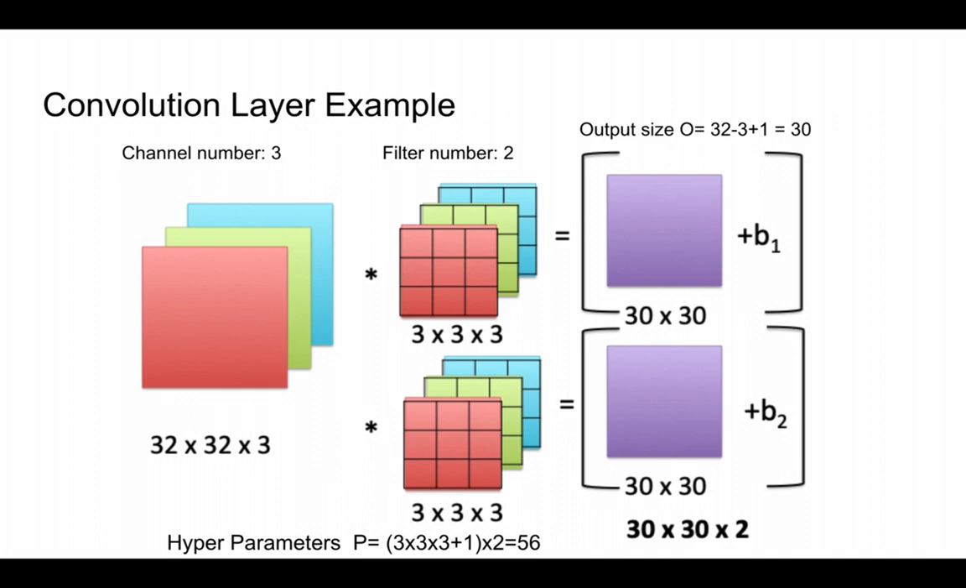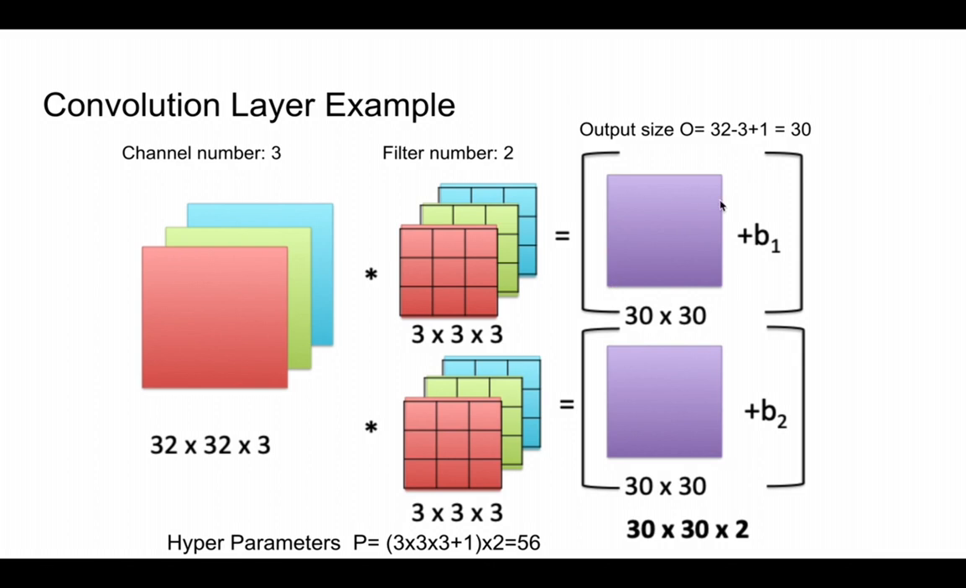Let's take one convolution layer as an example. We have a 32 by 32 pixel image with 3 channels. There are 2 filters, and each filter has a size of 3, so you have 3 by 3 by 3 channels. If we calculate the output size, it should follow the formula I minus f plus 1, because the padding is 0. Therefore, the output size is 30 by 30.